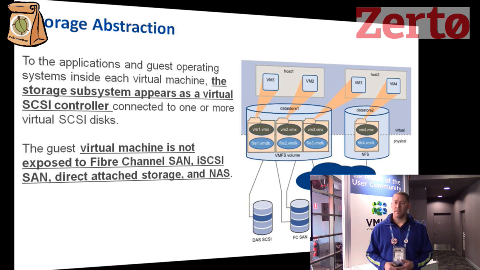So let's talk about storage abstraction. What we can see in this diagram is the ESX layer with the virtual machine mapping to a VMDK on a datastore, which could either be a VMFS volume backed by block-based storage, either DAS, iSCSI or Fibre Channel, and then a datastore backed by NFS. So what we're showing here is the virtual machine just sees a VMDK file on a datastore. So that's an example of abstraction. The storage protocol is not presented to the virtual machine whatsoever.